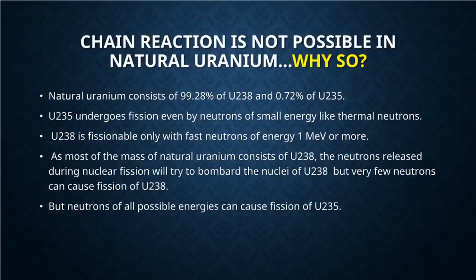It's seen that chain reaction is not possible in natural uranium. Why is it so? Natural uranium consists 99.28% of 238 isotope of uranium and 0.72% of 235 isotope of uranium. If you remember, 238 isotope of uranium needs fast neutron to undergo nuclear fission, while 235 isotope of uranium needs only slow neutron. The neutrons released during nuclear fission will try to bombard the nuclei of uranium-238 mostly, and very few uranium-235. Out of all neutrons available, only few can cause fission of uranium-238, which is the major part of natural uranium. Hence we say chain reaction is not possible in natural uranium.